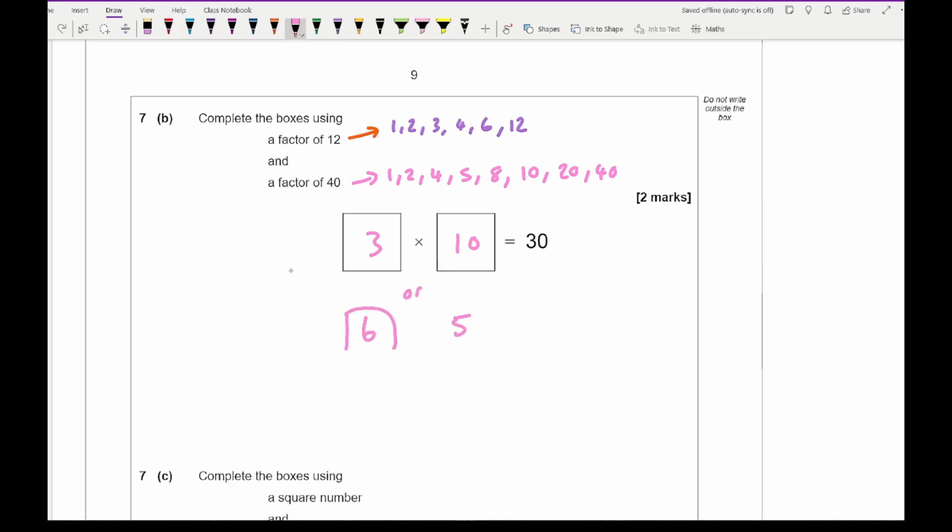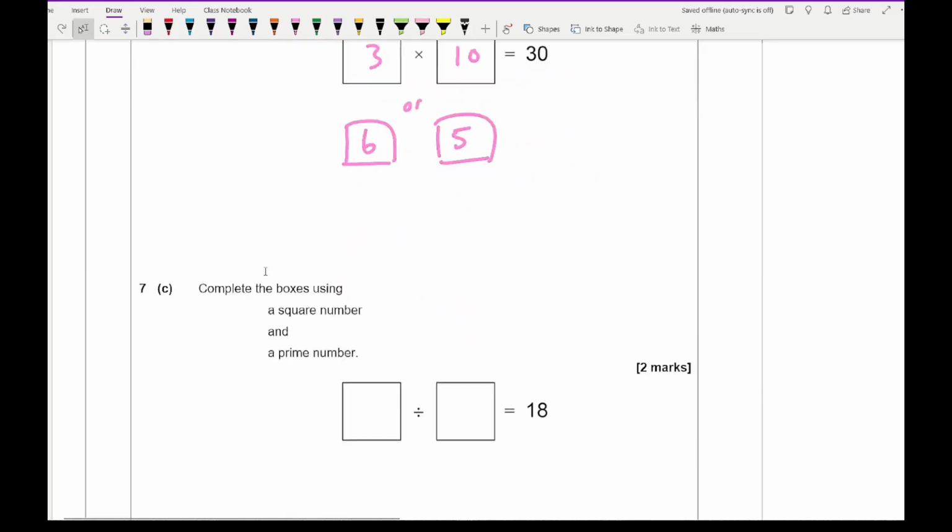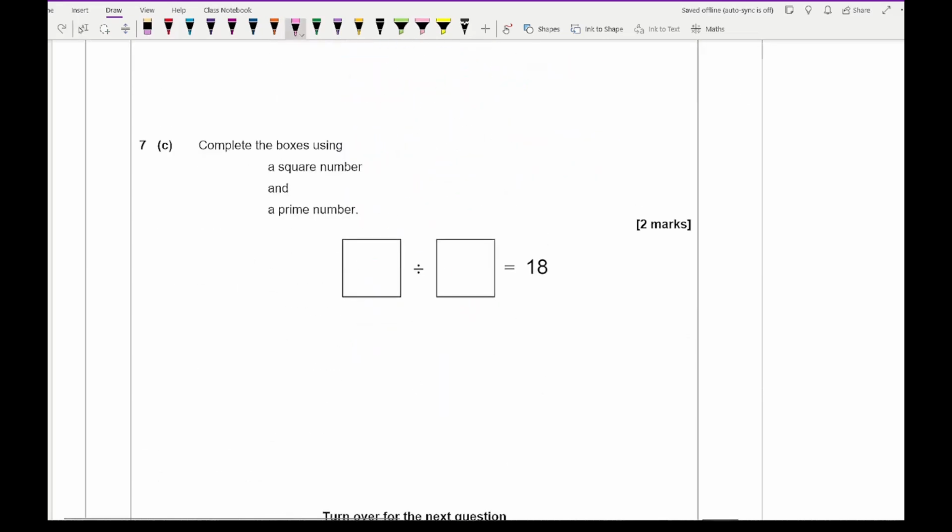So again, any of those, but always remember to give only one possible option on those. Then for 7C, it says complete the boxes using 1 square number and 1 prime number.